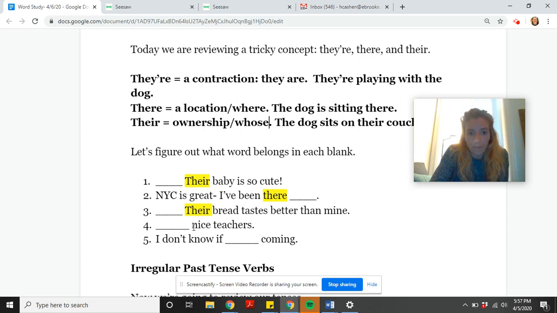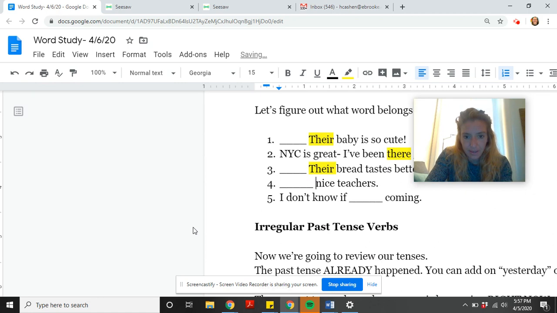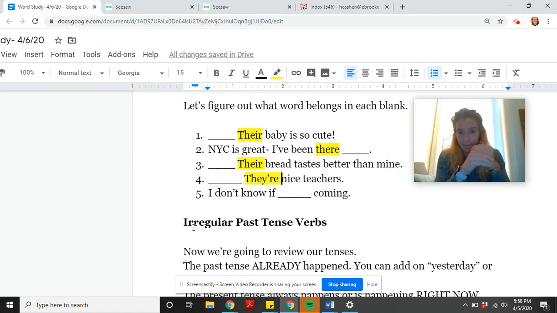Okay, number 4. They're nice teachers. They are there. Can you say they are nice teachers? Yes, you could. So I know that that one must be they're. Remember, they are there. If you can stretch out the word there to make two words, they are, then it must be the contraction.